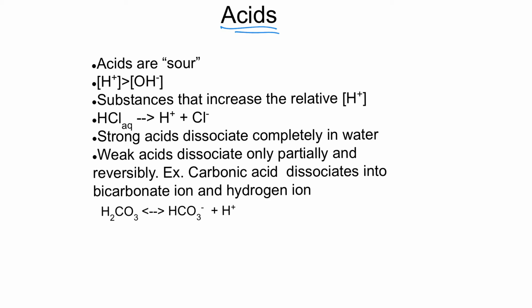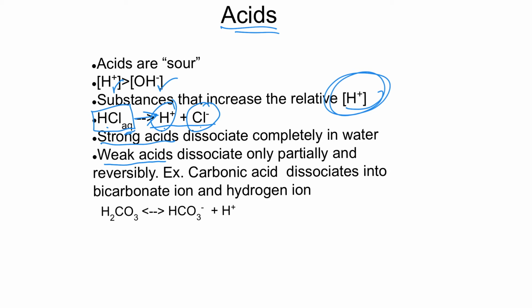So a couple of quick little characteristics of acids. Acids are sour. So think of citric acid. That's what they put in Sour Patch Kids to make it sour. Hydrogen ion is greater than hydroxide. The substances have a large hydrogen ion concentration. And here's an example of an equation where we have an acid. In water, that's what AQ means, it dissociates, which means it breaks down into ions, into hydrogen ion and chloride ion. And so strong acids like hydrochloric acid break down completely. They completely dissociate. And that's what's meant by this arrow that goes in one way.